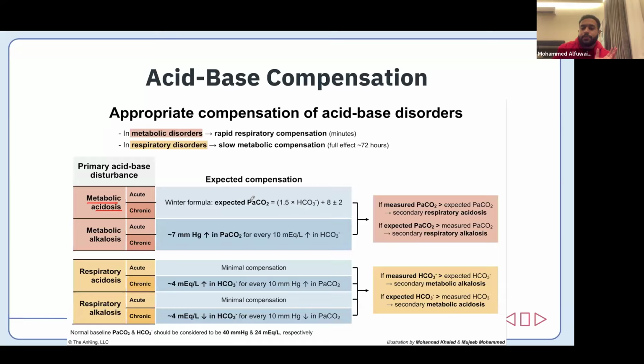So now, how do you check this? By doing calculations. You have a formula called Winter's formula. Winter's formula will give you the expected CO2 in this patient with metabolic acidosis. You just put this formula in, okay? So 1.5 times the bicarb in the patient plus 8, plus or minus 2. In this patient that I just mentioned, the bicarb was 10. So someone do the math. 1.5 times bicarb times 10.